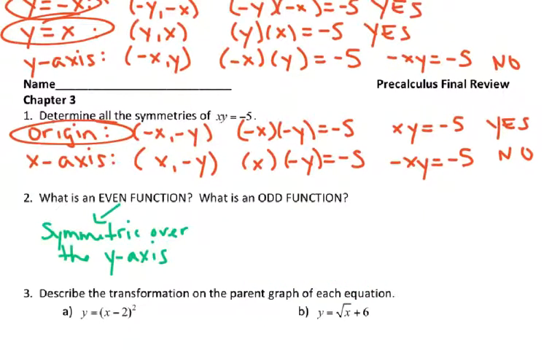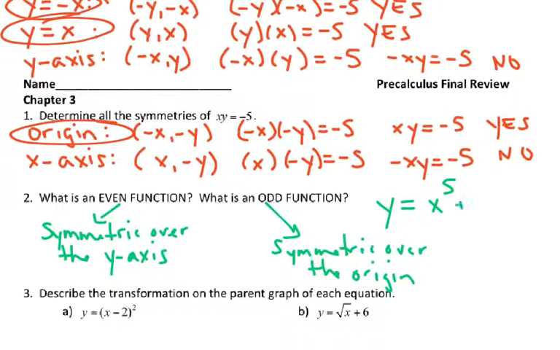An odd function is a function that's symmetric over the origin. In order to be an odd function, the biggest exponent of x must be odd. But not all odd-degreed equations are odd functions. This would not be an odd function because one of the exponents is odd and one is even. But this would be an odd function. If all the exponents of x are odd, it will be an odd function.